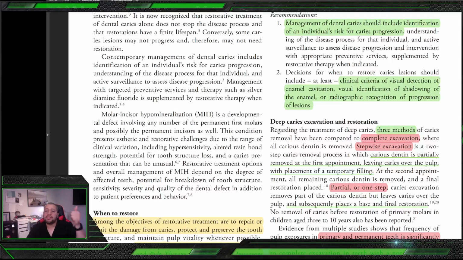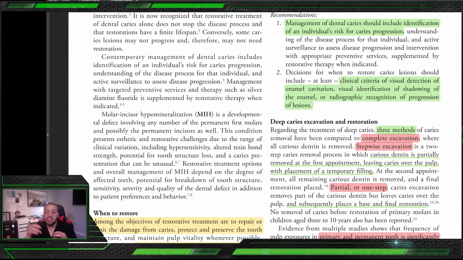First one, complete excavation. You give freezing, use your handpiece, and remove everything, and use your hand instrument to remove everything. You see dentin, discolored or not discolored. You see dentin which is soft, you remove it. Okay. Second line of treatment is a stepwise excavation.